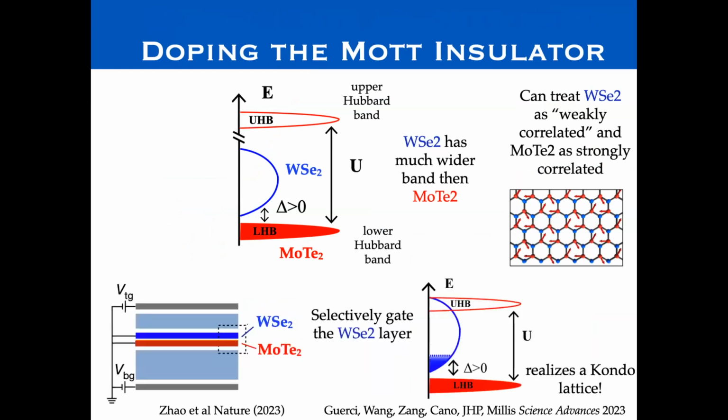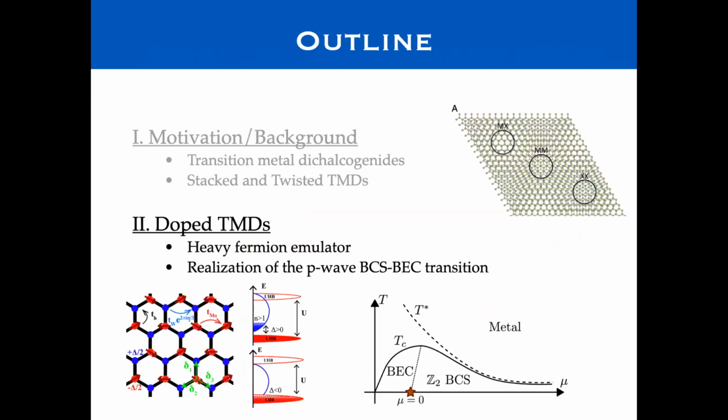And now I'm going to lightly dope WSe2 because I can do this selectively in the experiment, and as a result, I'm going to fill this dilute band of carriers with electrons that are going to be hopping around, that are going to be interacting with this Mott insulating state of local moments. And I'm going to try to convince you that this is going to realize a Kondo lattice. It's a particular way. Okay, so that's my motivation introduction. And I'll go on to realizing this heavy fermion emulator.